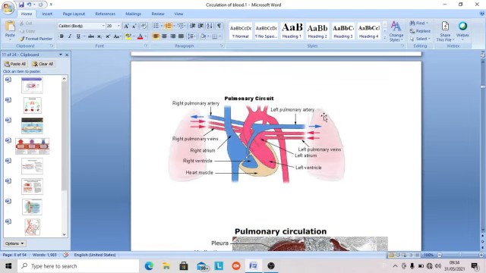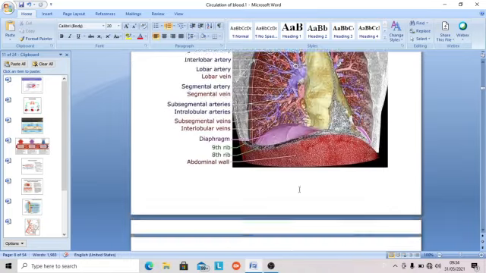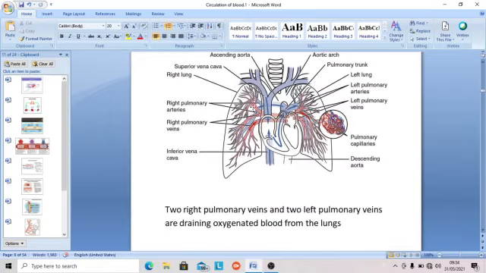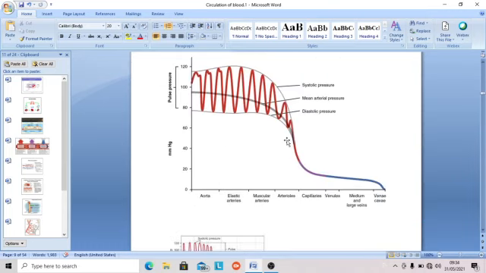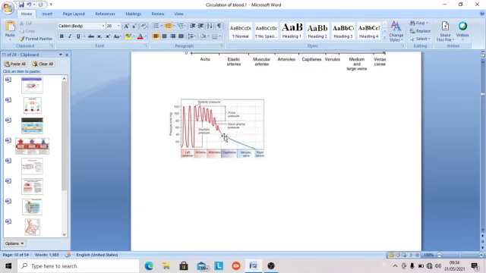This is the four pulmonary veins, you can very easily see. Two from this side, two from this side. They are all independently entering the left atrium. You can see here, four pulmonary veins, two from here, two from here. They independently enter the left atrium. This is the same thing which we have seen.